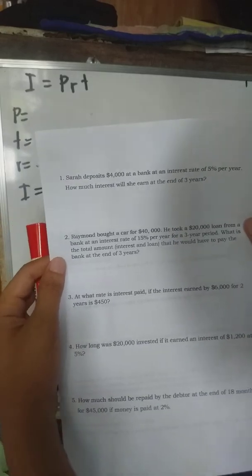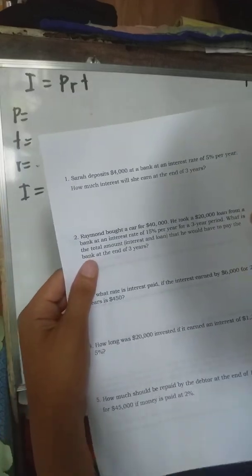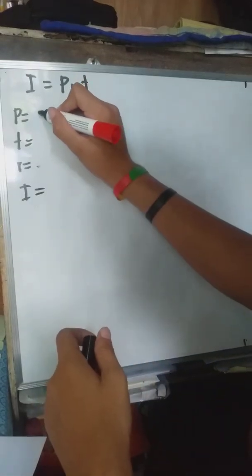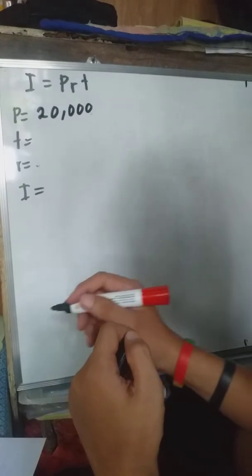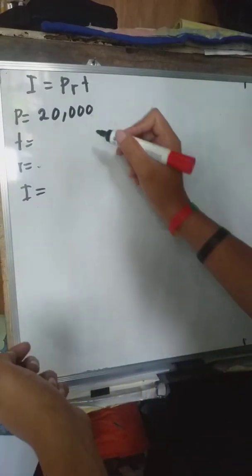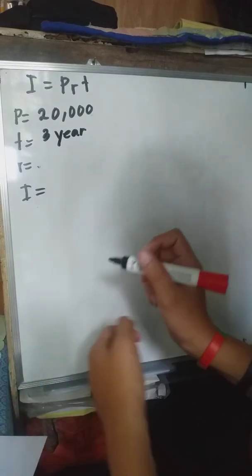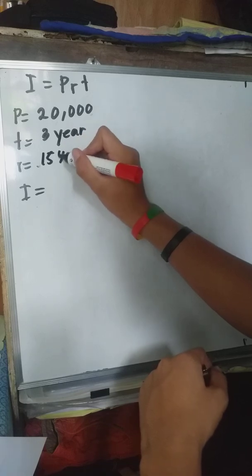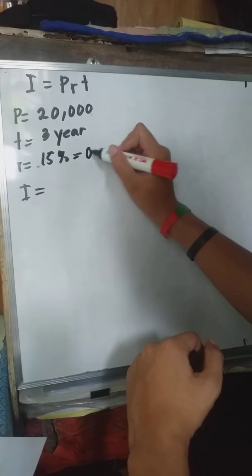So first, let's compute the interest. So ano yung principal or the P? P is $20,000. What is T? T is 3 years, di ba? What is rate? The rate is 15%. So convert into decimal. This will be 0.15.